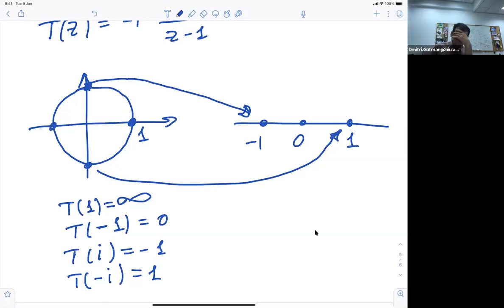So if I start with the point 1, then I'm mapped to infinity. If I go to the point I, I'm at -1. If I go to the point -1, I'm at 0. So as I go from I to -1, I cover this part, and as I go from -1 to -I, I cover this part.